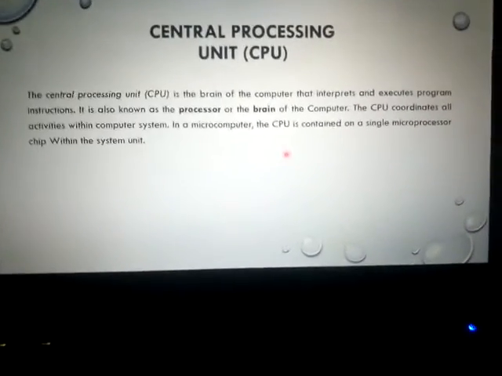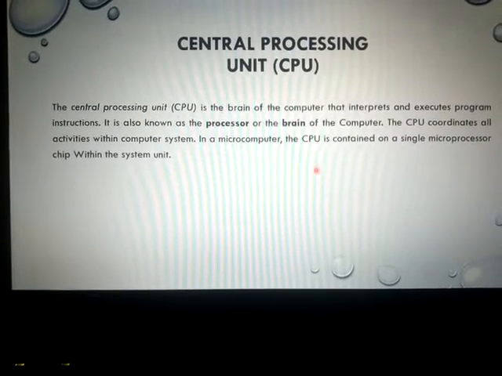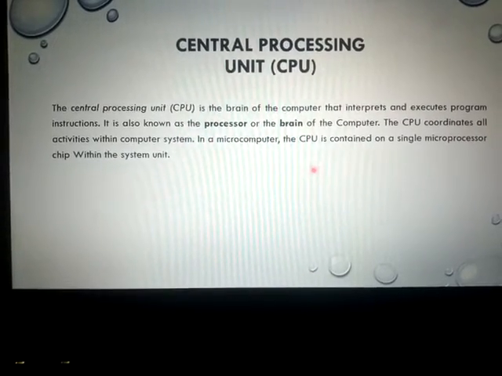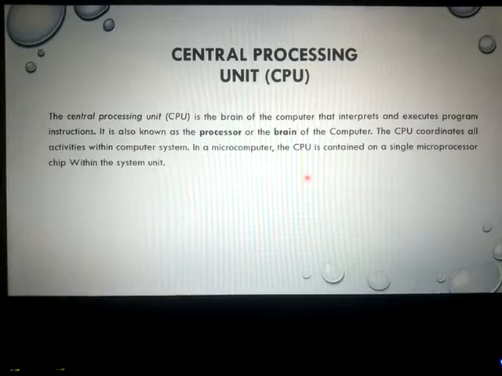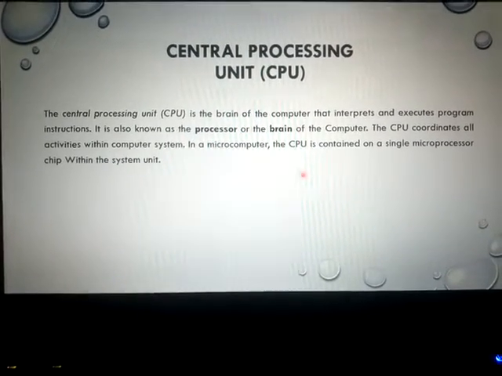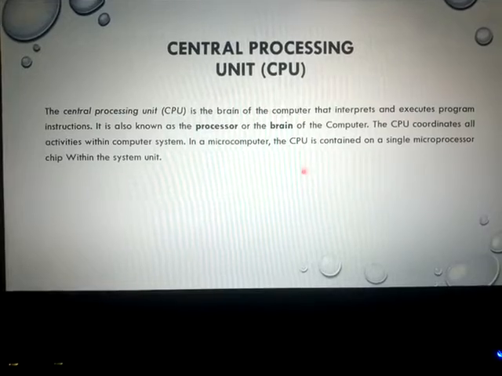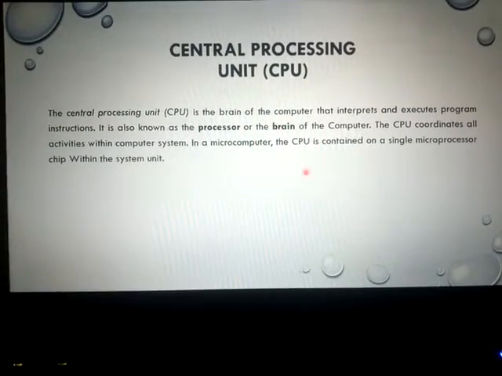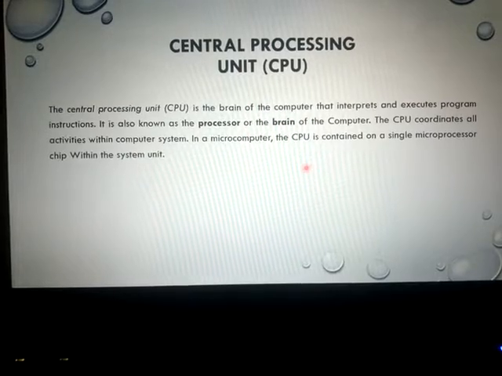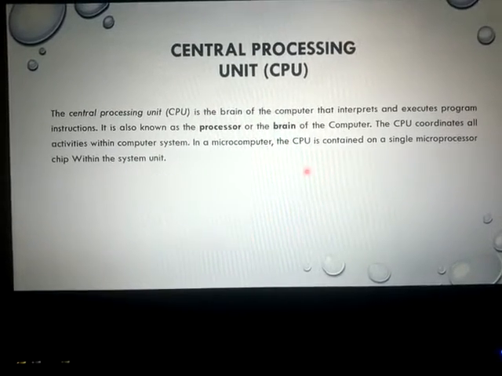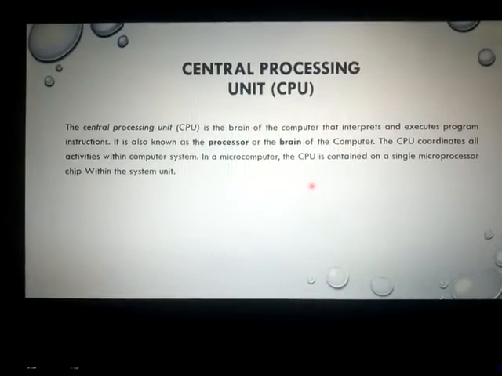Class, what is the central processing unit? Let's see the definition of the central processing unit. It is the brain of the computer that interprets and executes program instructions. So it's just like a human. Once you take the brain, it controls the body. The brain of the computer interprets and executes program instructions. So that's what it means.